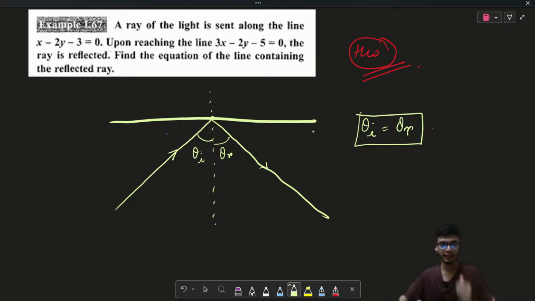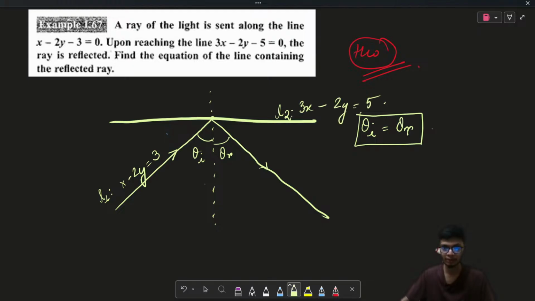So what is given here: a ray of light is sent along this particular line, which is marked by x minus 2y is equal to 3, and upon reaching the line, this particular line is the mirror line. So let us say L2, that is given as 3x minus 2y is equal to 5, right? This is the mirror line, right? So let us call this the mirror. Okay, so upon reaching the mirror line, it gets reflected, right? So we have to find the equation of the line containing the reflected line.